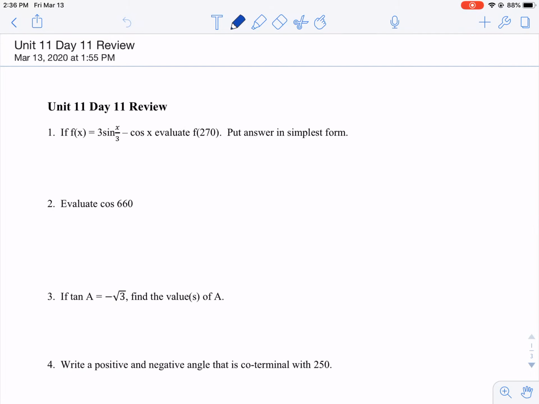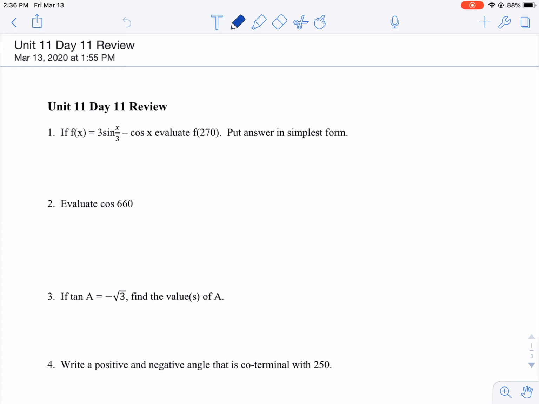Alright, so you should be trying Unit 11, Day 11 review on your own, but you are at the end of the unit, so this is the first unit of trig, and this is to review everything you've learned so you can get yourself ready for a test, whenever that should happen.